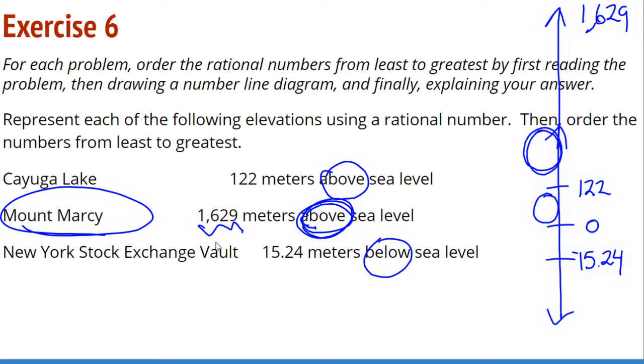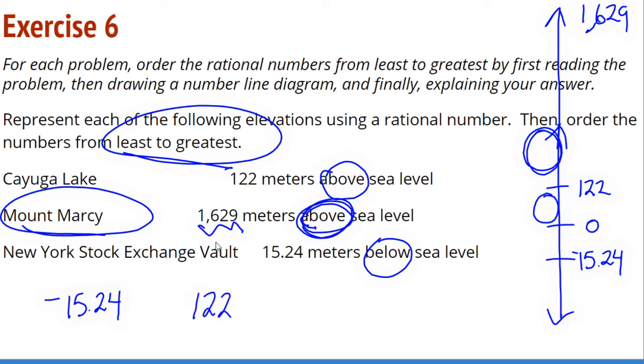So if we're putting them in order from least to greatest, our least is the -15 and 24. That's below sea level. And then we've got Cayuga Lake at 122. And then we've got Mount Marcy at 1,629. And these are all measured in meters. So here I have them represented as rational numbers, and here I have them in order from least to greatest.